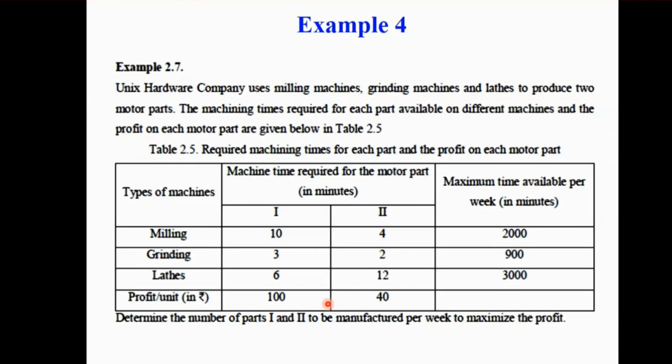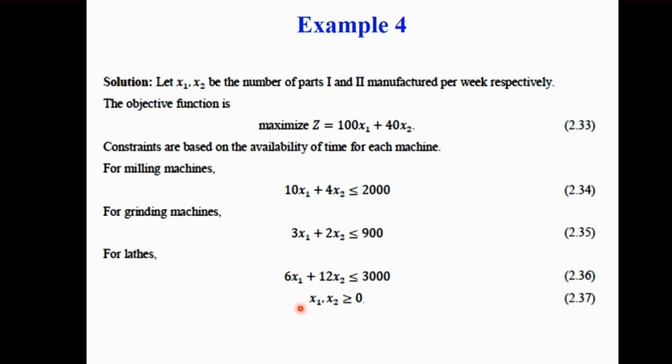Now the next problem we are going to see. This is again a physical problem. We have to convert this physical problem to a mathematical model. If you do so, this will become like this. Maximize Z equal to 100x1 plus 40x2, where the constraints are 10x1 plus 4x2 less than equal to 2000, 3x1 plus 2x2 less than equal to 900, 6x1 plus 12x2 less than equal to 3000, and the non-negativity condition.